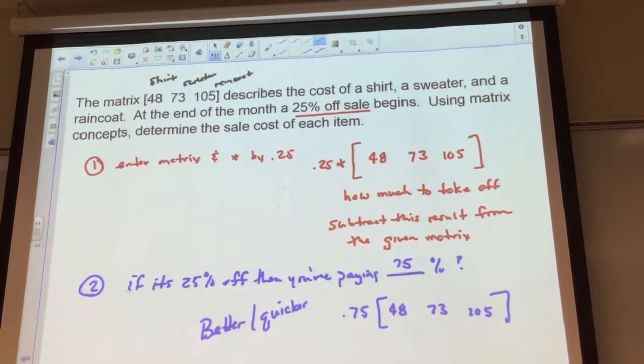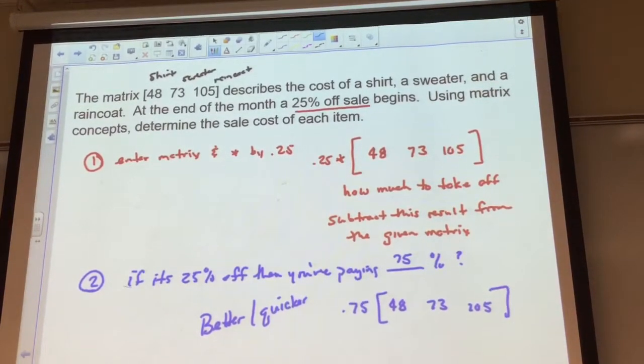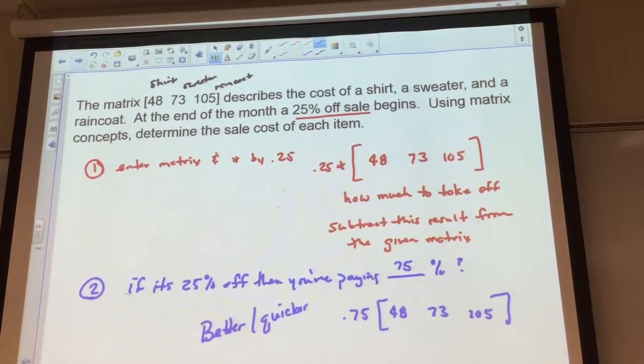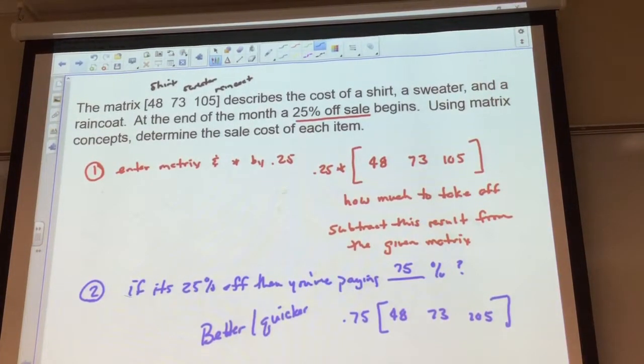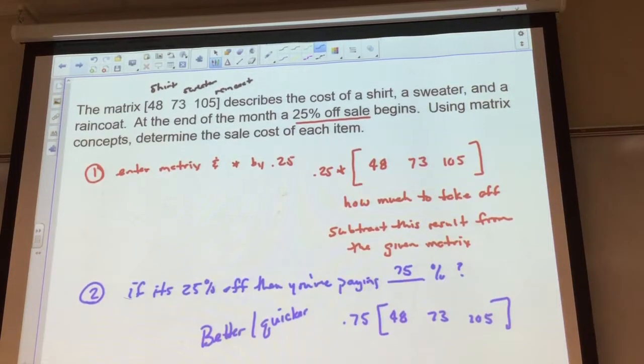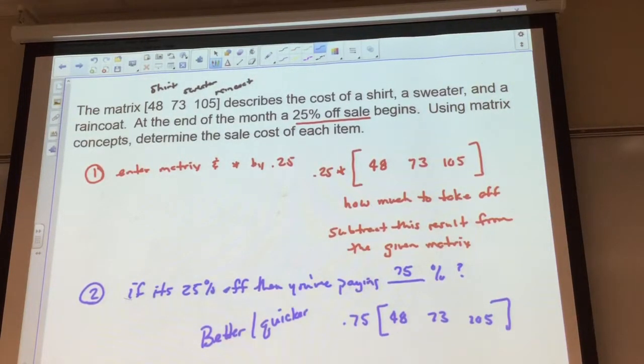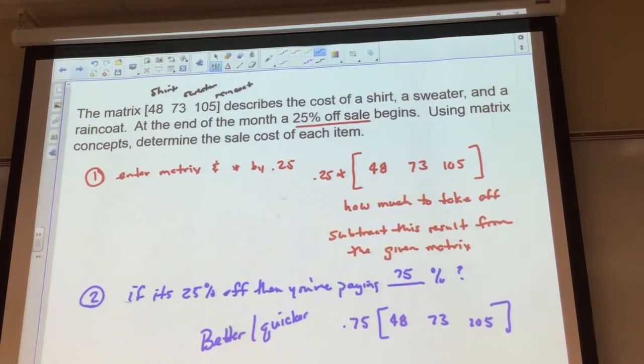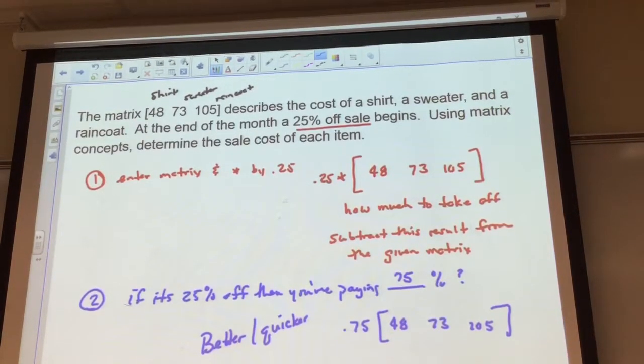Operation step 1, enter the matrix. Operation step 2, multiply that matrix by 0.75. And then you got your answer. This one would be one, however, that they want you to probably create the matrix and enter the values into the matrix. So you have what size matrix to begin with? 1, 3. It's a 1 by 3. So make sure you put in a 1 by 3 matrix, not a 3 by 1.